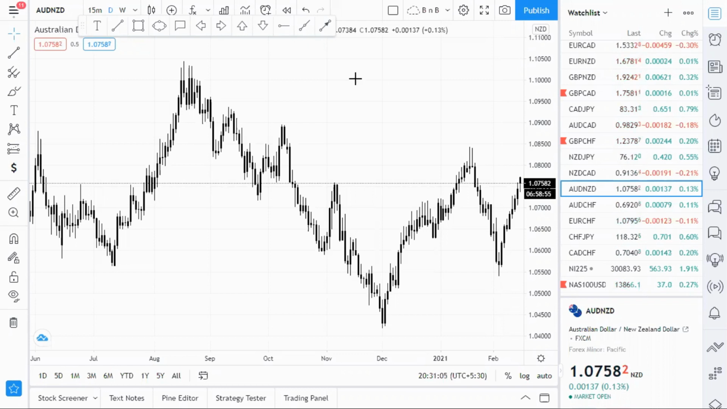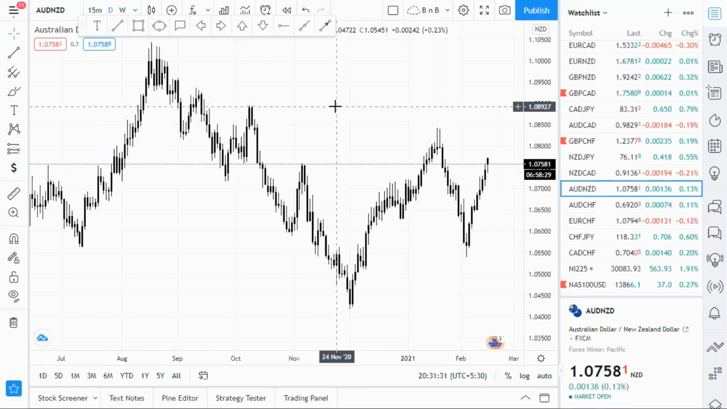So, in today's video, we're going to be looking at support and resistance and swing points, so that we're able to identify the points in the markets where price can potentially turn from. As you can clearly see, this is a chart for Australian dollar, New Zealand dollar.